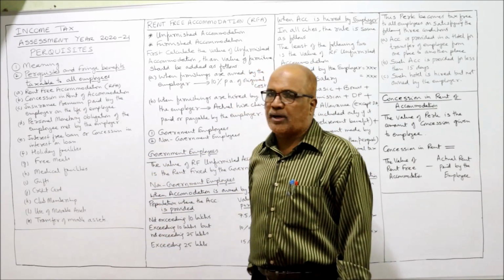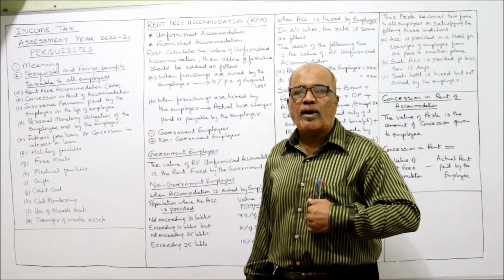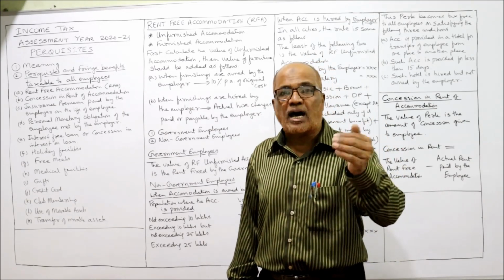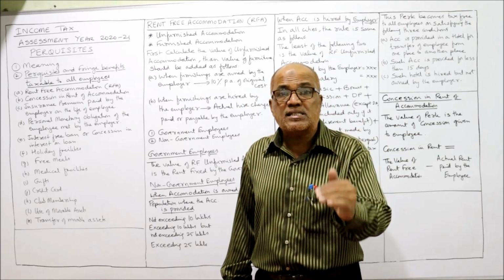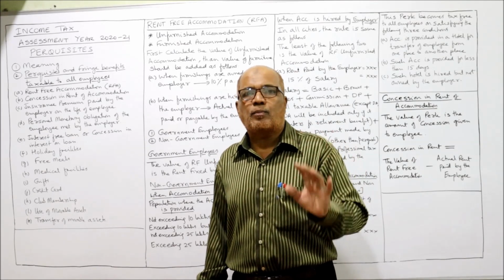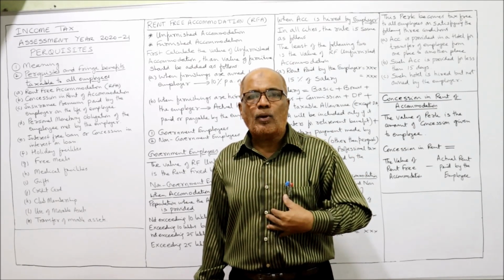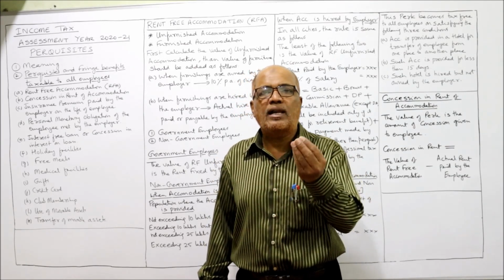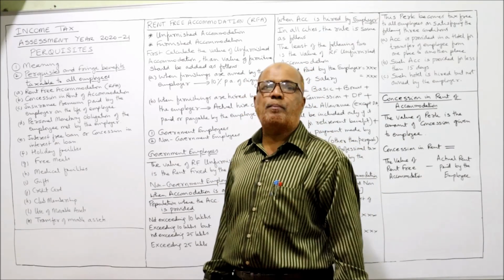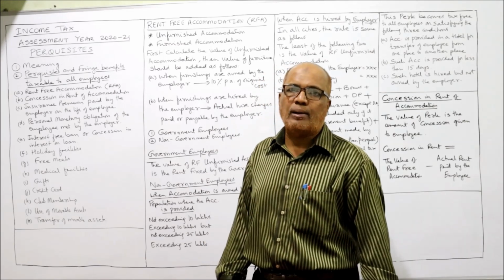Concession in rent of accommodation. Sometimes the employer will give the accommodation not rent-free, but will charge rent at a concessional rate. The market rent is, suppose, 20,000 monthly, but the employer is charging only 10,000. This is called concession in the matter of rent. That is also a perquisite taxable in the hands of all employees.